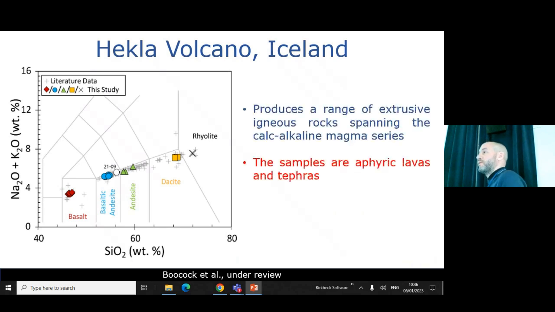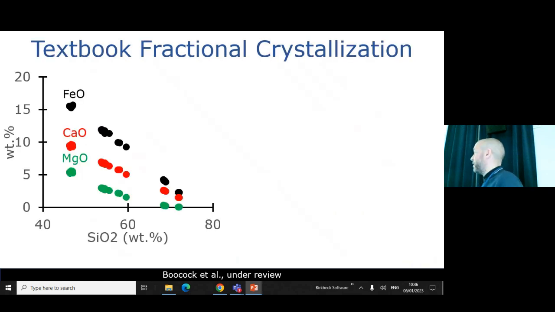The samples are aferric, so you don't have to worry about minerals affecting your data set in the melt composition. So this is the stuff that's thrown out of the plumbing system. When you plot the data generally, I actually use these now in second year petrology classes because Hekla is so boring. It looks textbook, looks fantastic.